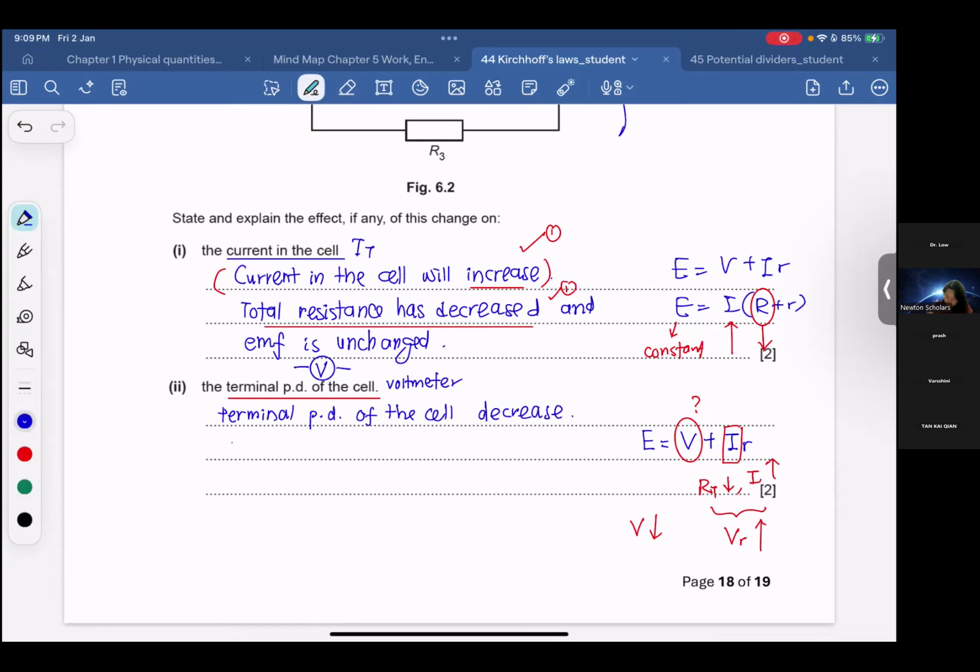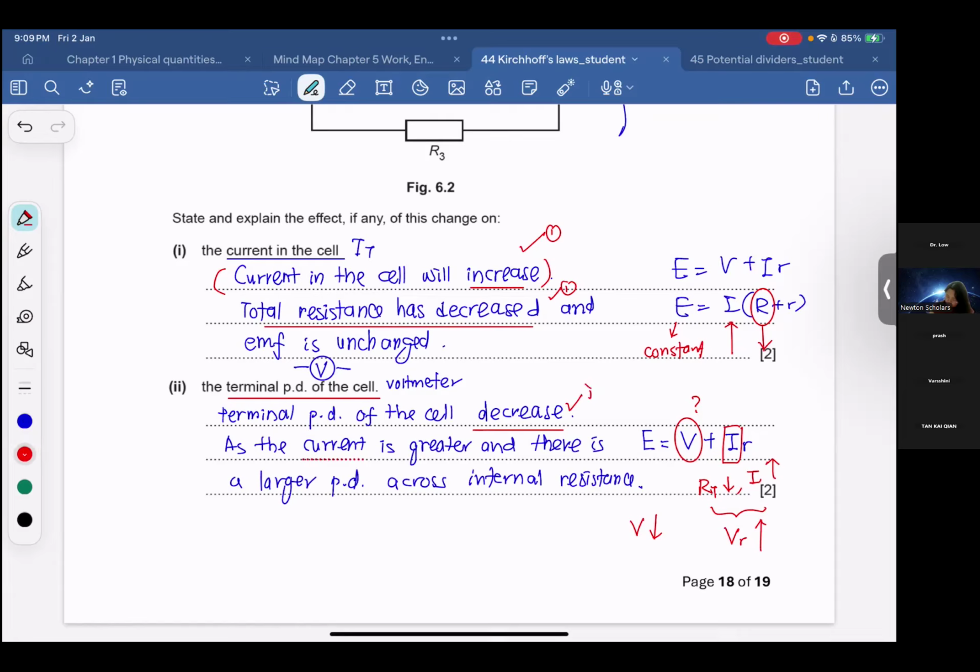Why? As the current is greater and there is a larger potential difference across the internal resistance. Okay, 2 marks here.